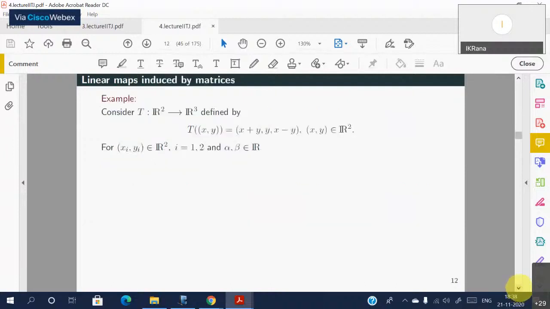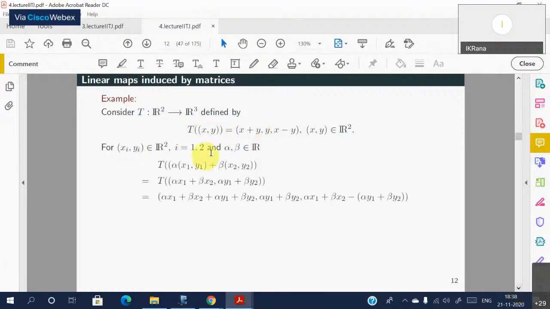There are a lot of examples one can give for this. For example, let us look at T(x,y) equals (x plus y, y, x minus y), from R2 to R3. So this is a map taking a point (x,y) to a triplet (x plus y, y, x minus y). And one can try to check whether this is linear or not. To do that, we have to take 2 points, (x1,y1) and (x2,y2), and see what is the image, whether it adds up or not.